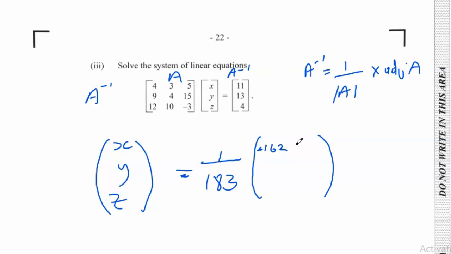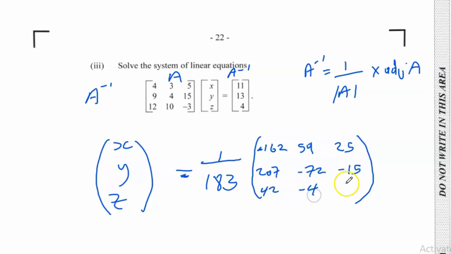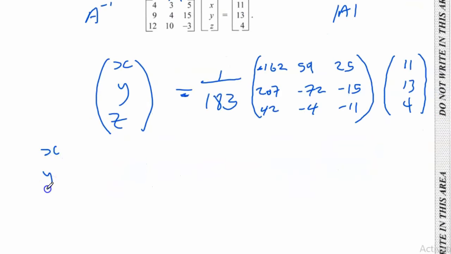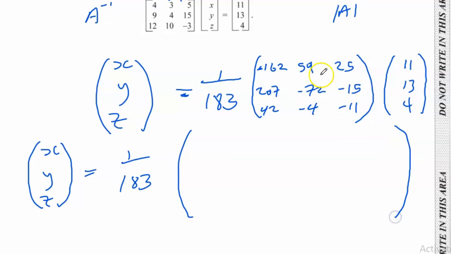minus 162, 59, I think I need more space, 25, and we have 207, negative 72, negative 15, and we have 42, minus 4, minus 11, times, so A inverse times 11, 13, 4. So therefore, XYZ is equal to, let me keep 1 over 183, and then do the expansion here. So we're multiplying a 3 by 3 by a 3 by 1, so we should get a 3 by 1.